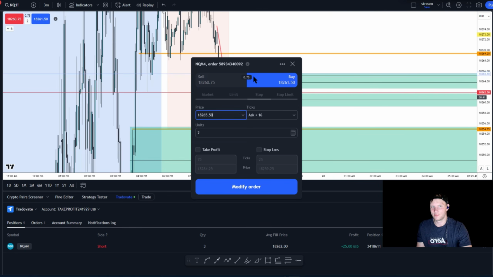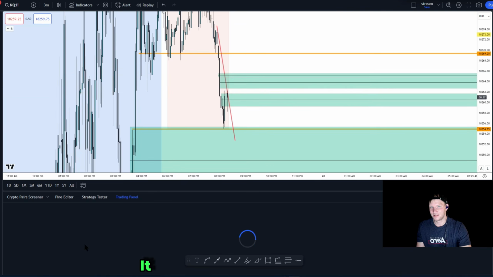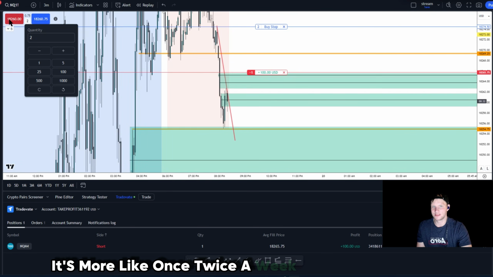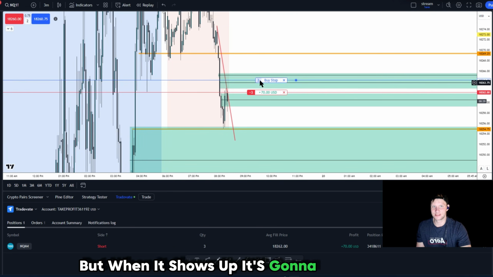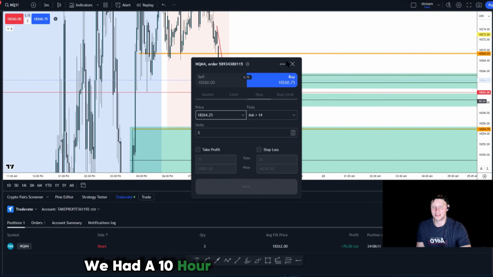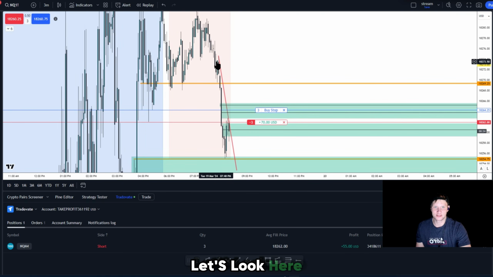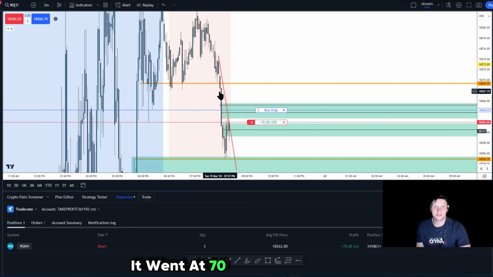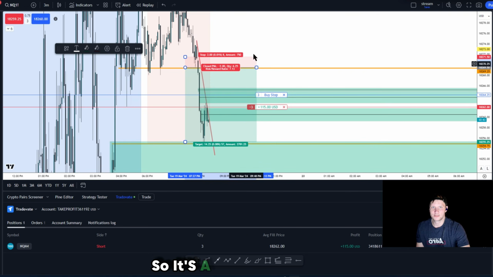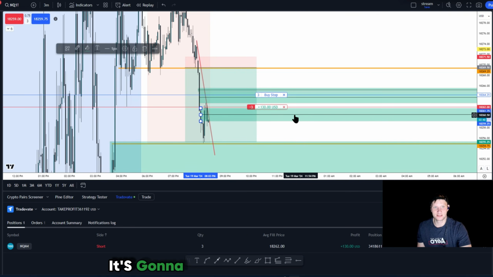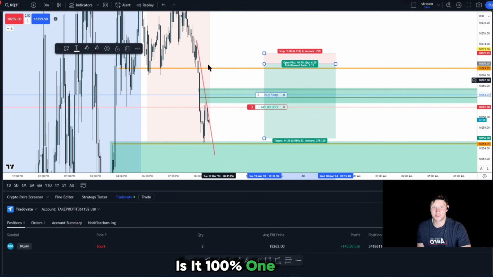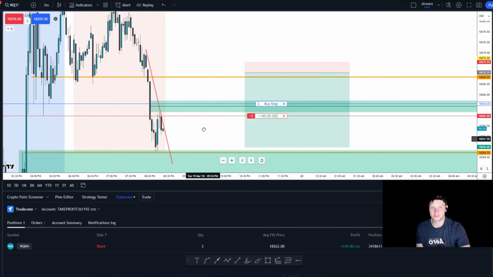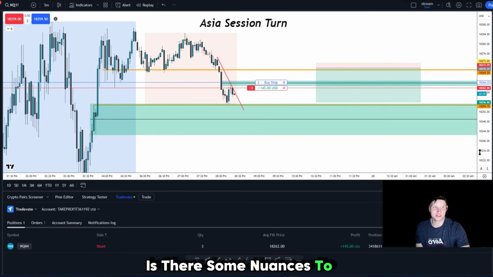That's one of my top main Asia strategies. It doesn't show up every day. It's not like an everyday strategy. It's more like once, twice a week it's going to show up. But when it shows up, it's going to deliver. Tonight we had a 10-hour trade, something like that. Let's look here. So we entered about here at 68. Stop would have went at 70. It went from 68. So it's a 7-hour trade. So when it shows up, it's going to give you a 7-hour trade. Is it 100% win rate? No, of course not. But is it well over 60%? Yes, definitely. Is there some nuances to it?